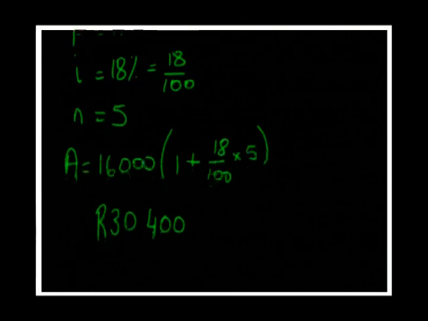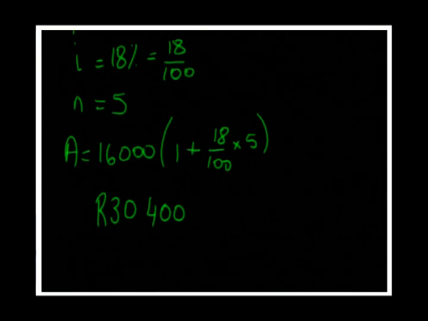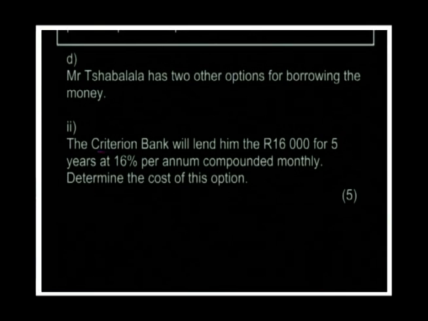Right, we answered the question. We've looked at our first option. We've worked out that at the end of the 5 years, he owes his friend 30,400 Rand. Let's move on to the next part of the question. He can go to the Criterion Bank and they will lend him 16,000 Rand for 5 years at 16% per annum, compounded monthly. And now we want to determine the cost of this option.